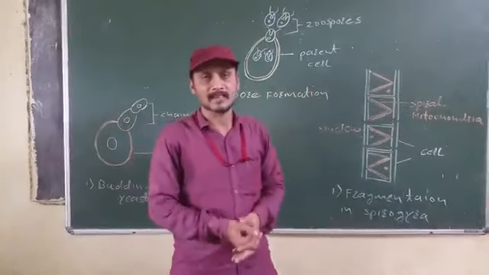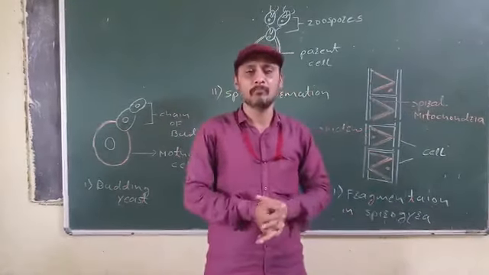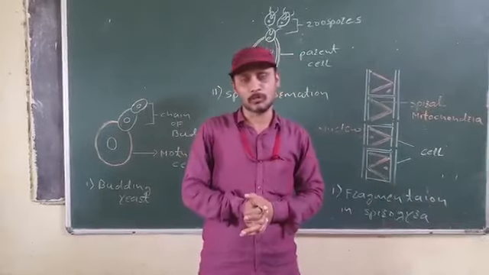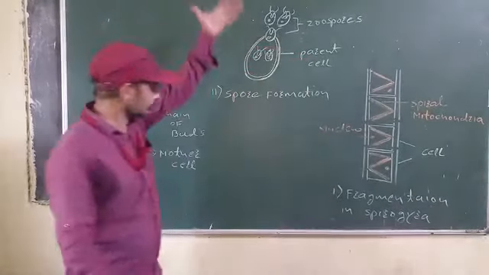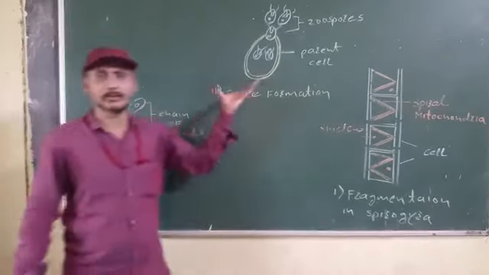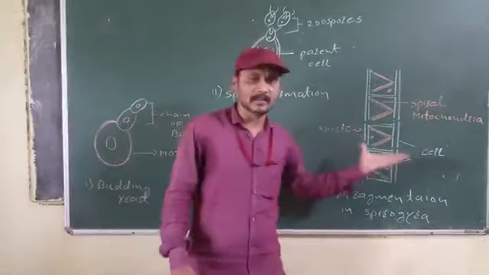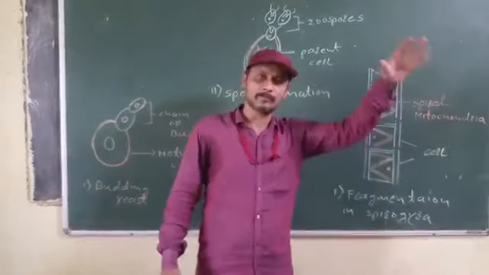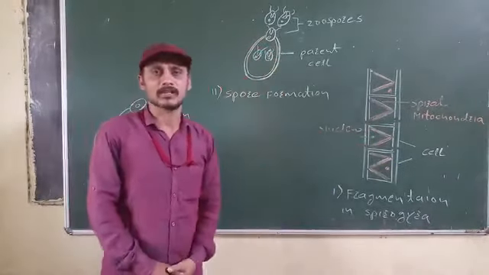So in lower plants, these are the major types of asexual reproduction which are found. Number one is budding, the second one is spore formation, and the third one is fragmentation. Okay, so these are the types of asexual reproduction.